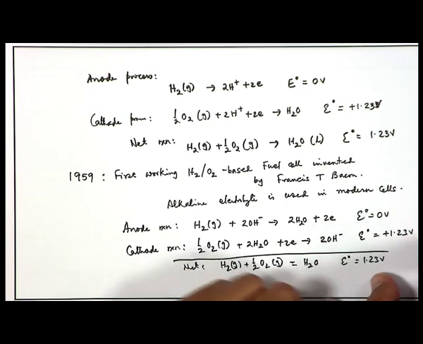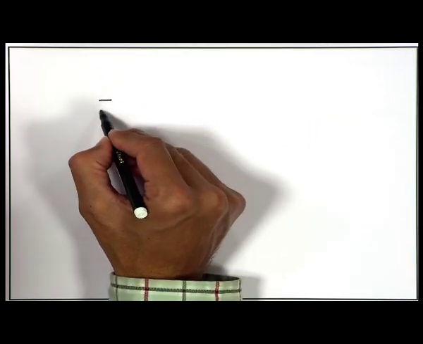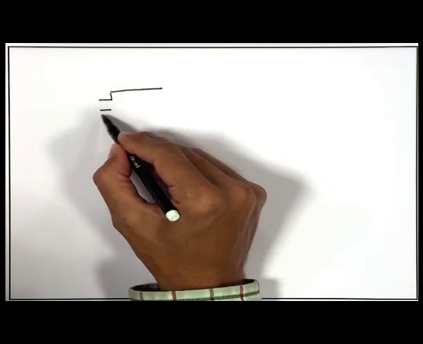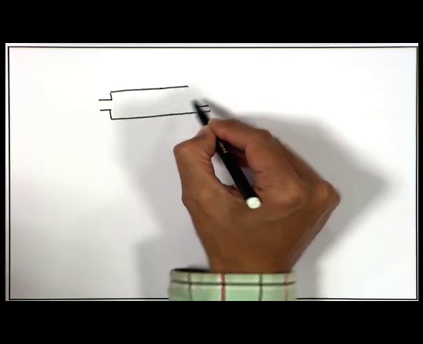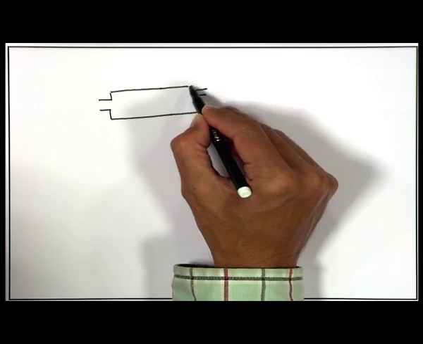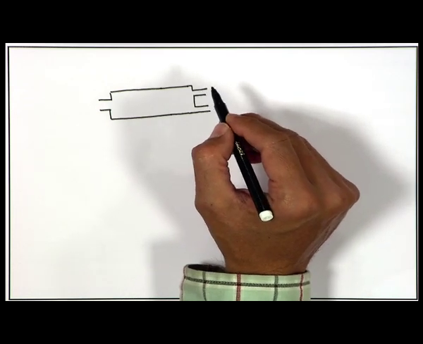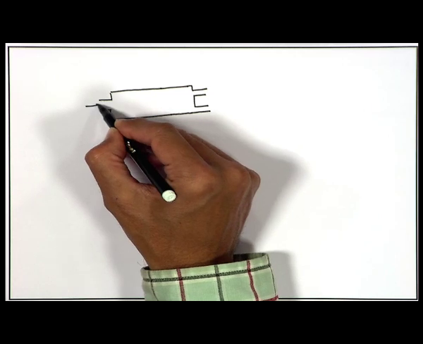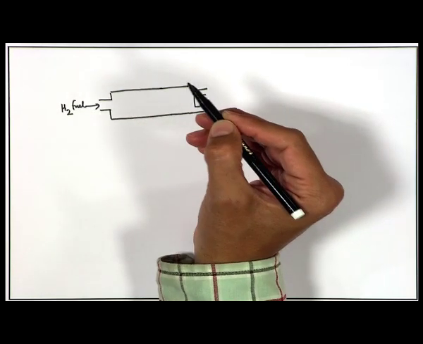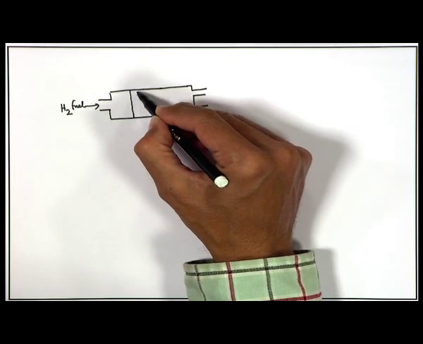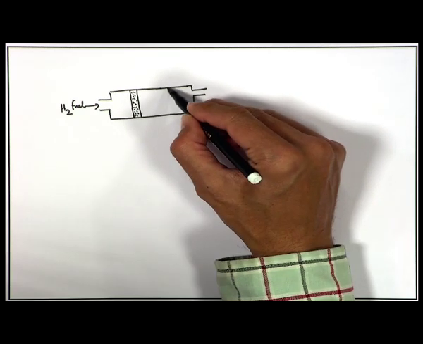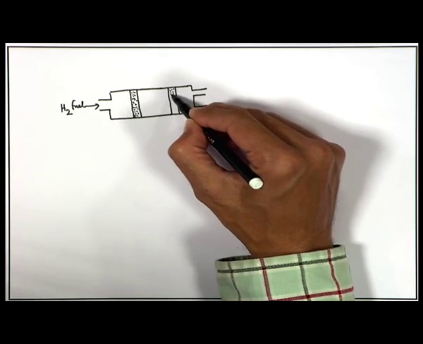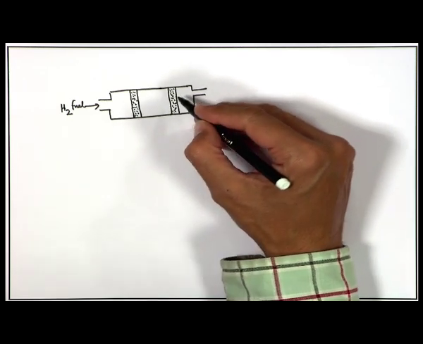So, what is the pictorial representation of this? Pictorial representation will be like this. It is like this, that in one side you put oxygen, in the other side you put hydrogen H2 fuel. Okay. You have porous electrode, so that this hydrogen can diffuse in, and also oxygen can diffuse in. This is a porous electrode.